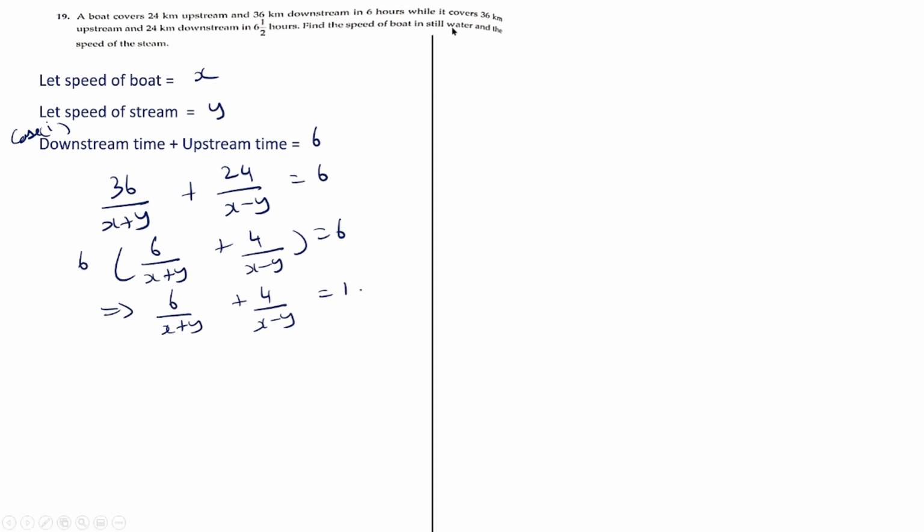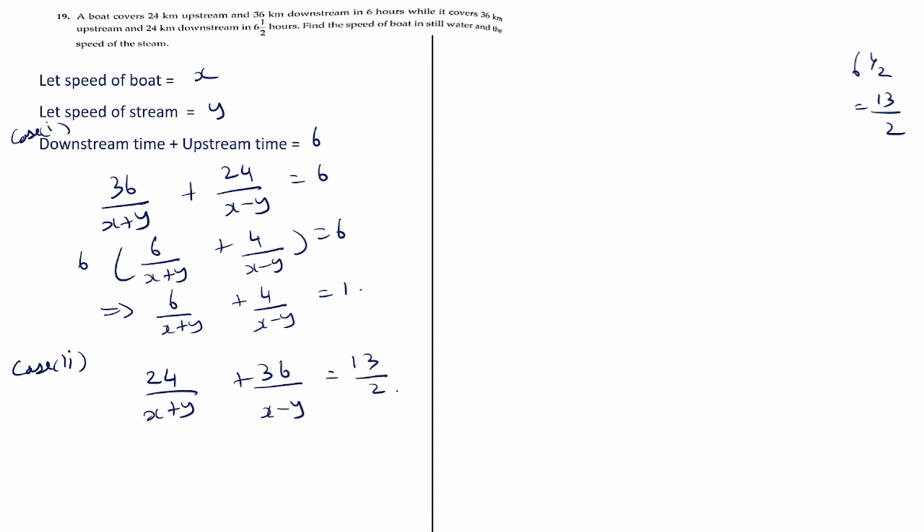And then the next case is, it covers 36 km upstream and 24 km downstream in 6.5 hours. Next we have 24 by x plus y plus 36 by x minus y equal to 6.5. 6.5 is 13 by 2. So this is 13 by 2. So let us take this as 1 and 2.